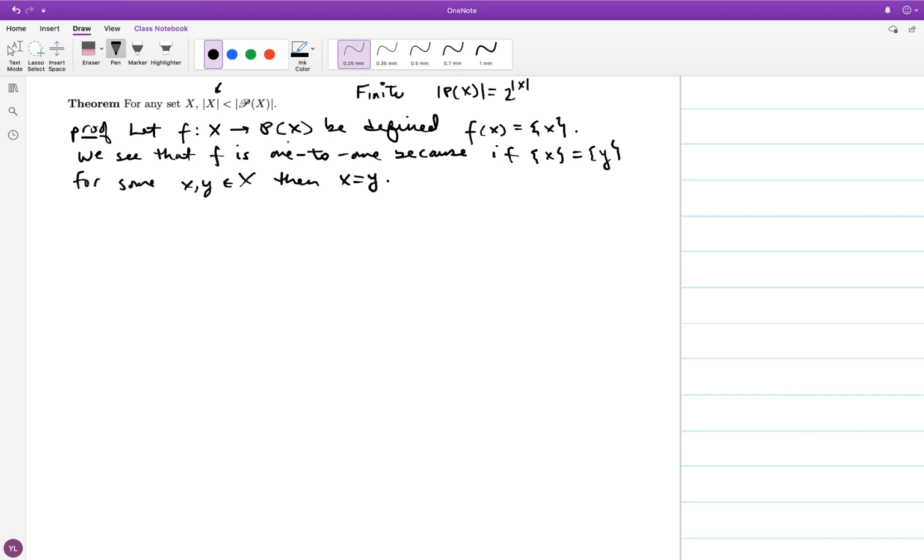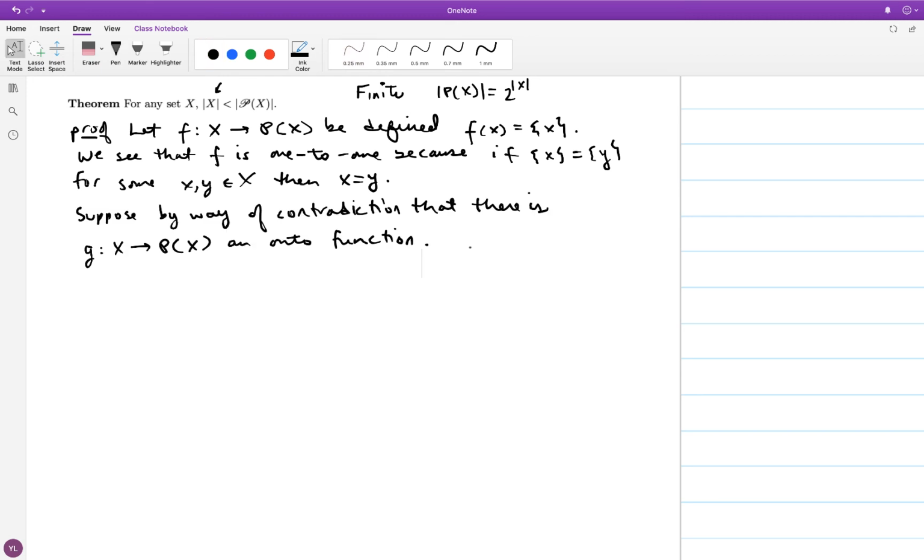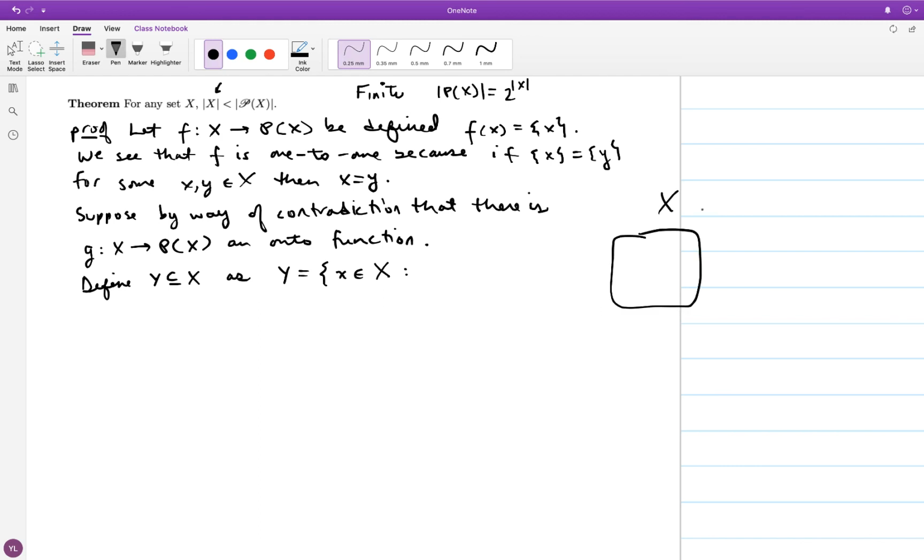What I want to argue now is that there is no onto function from x to the power set of x. So let me suppose by way of contradiction that there is. We're going to derive our contradiction by defining a subset of the domain in a very clever way. This is a little bit tricky definition, so let's go through it slowly. We're going to gather together a certain collection of elements in the domain, but I might want to draw a little picture to understand what it is that I'm doing.